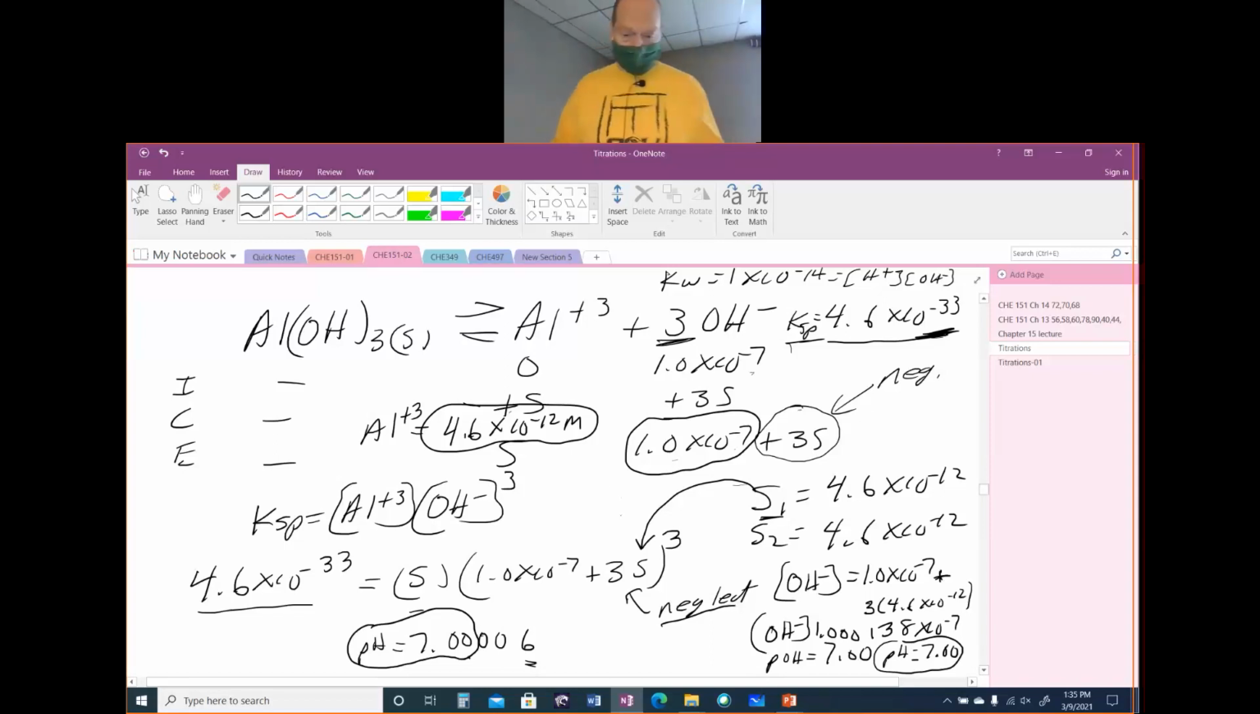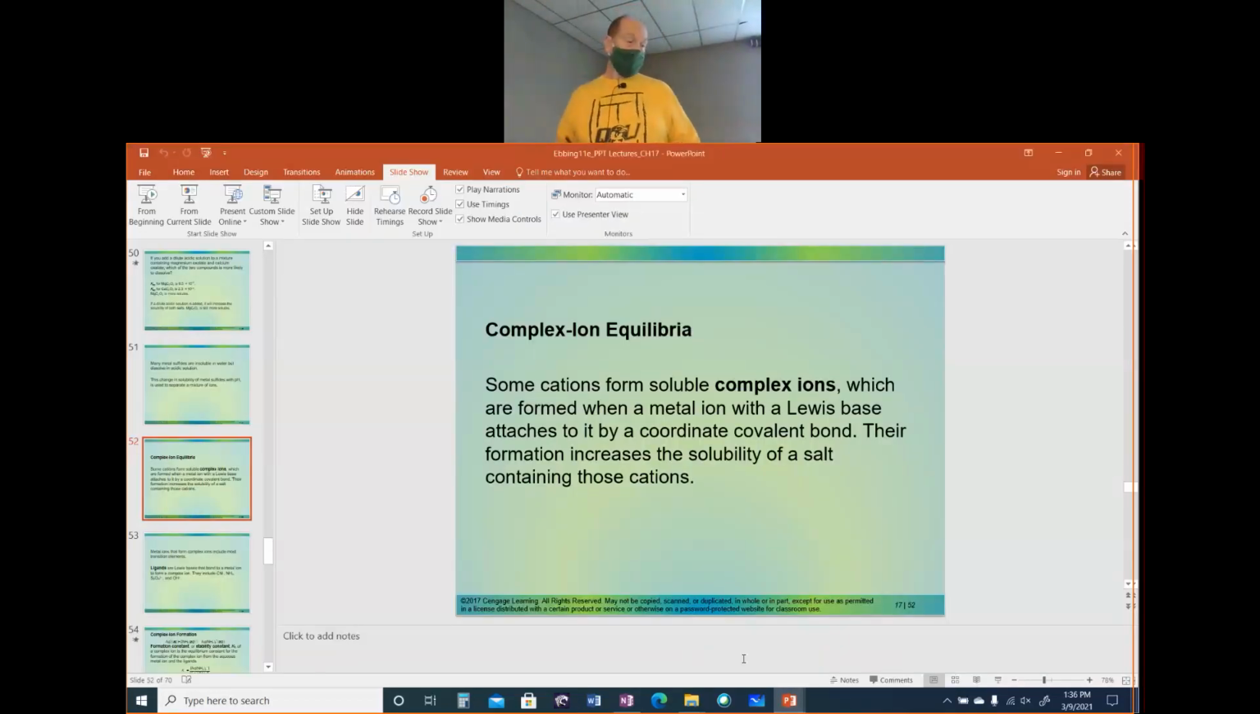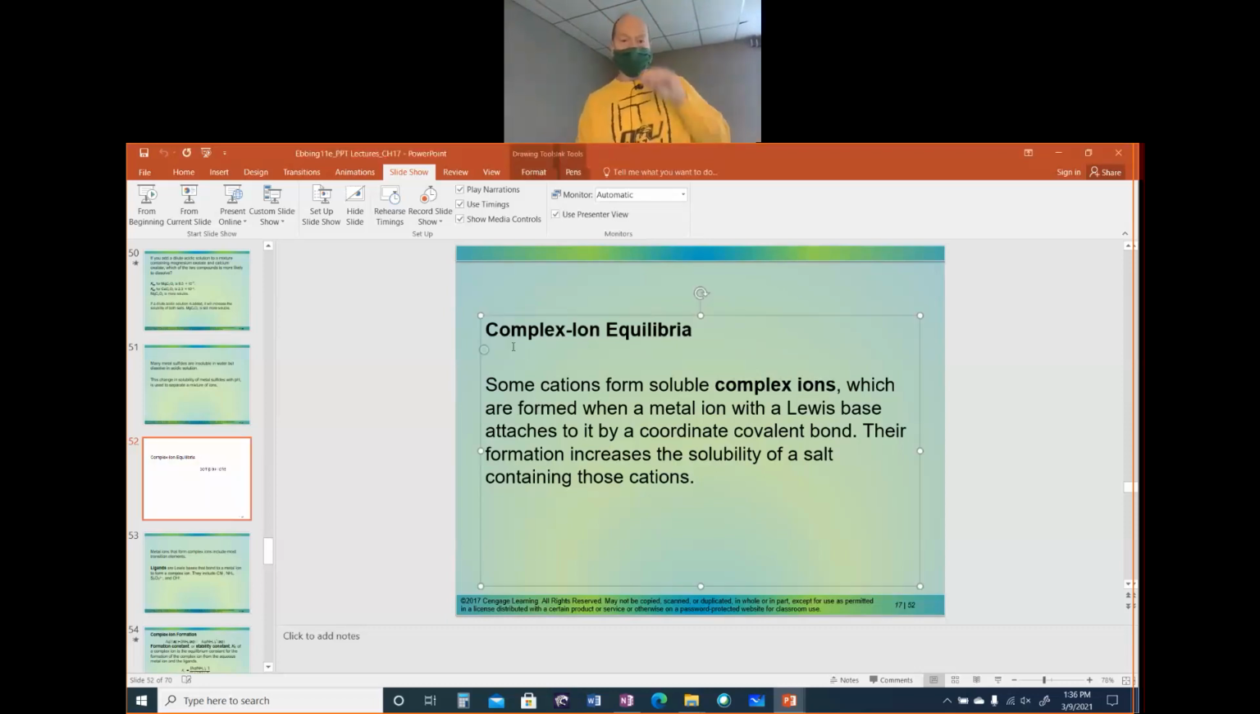All right, so that is the KSP. Today we're going to do the KF. All right, and so we are going to make a complex ion.